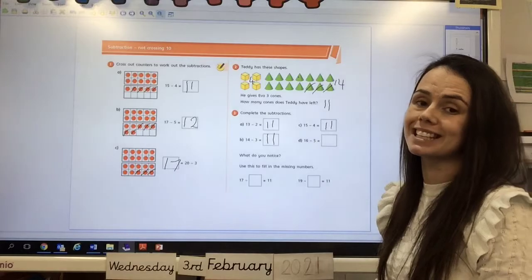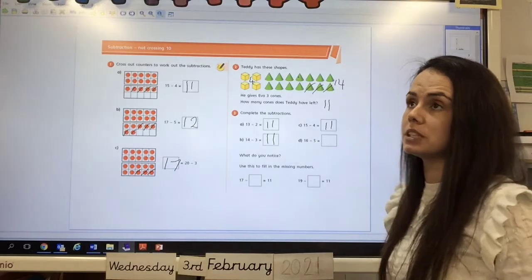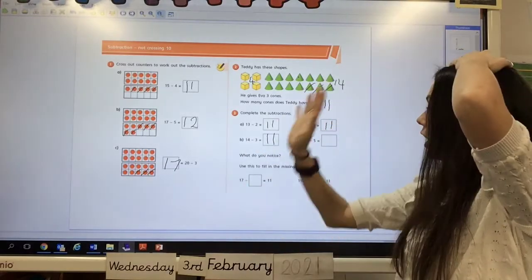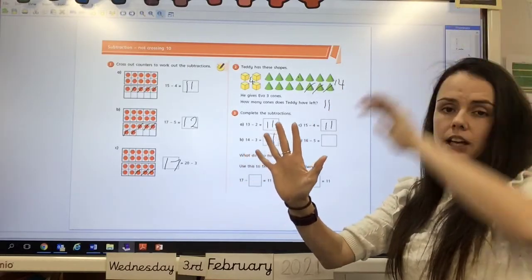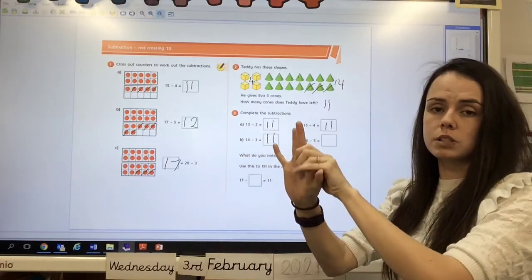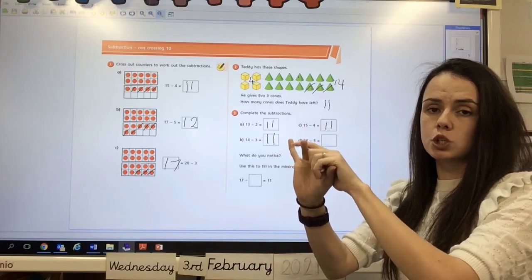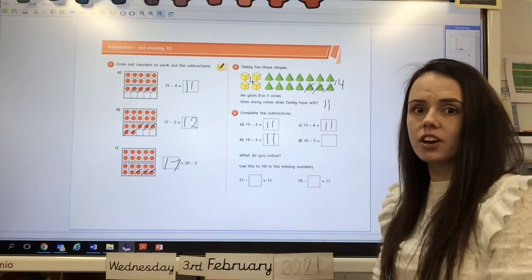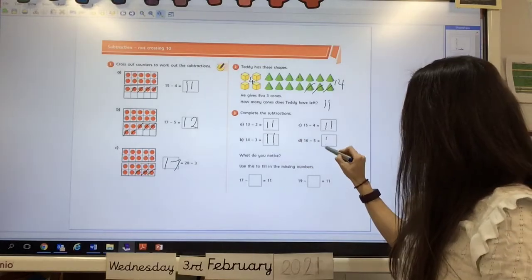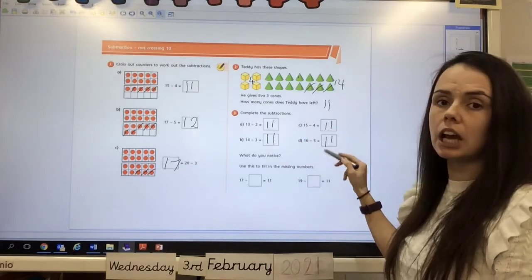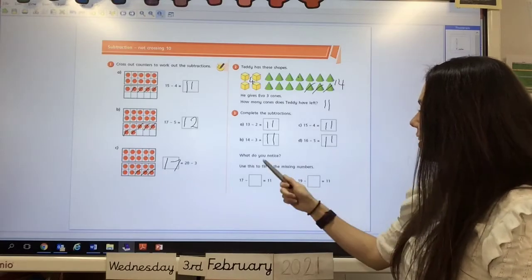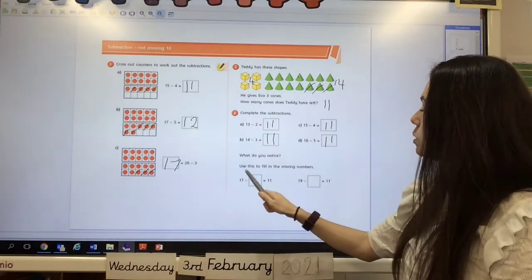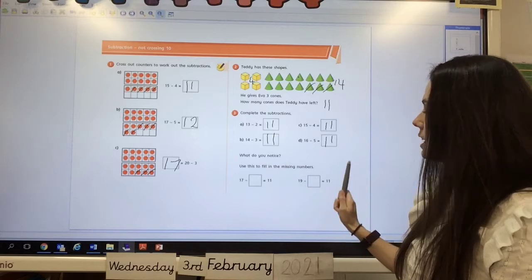And our last one is 16 take 5. So put 16 in your head, hold up 5, and we're going to take these 5 away. 16, 15, 14, 13, 12, 11. The answer is 11. Done. Do you notice? They're all 11. Wow. Use this to fill in the missing numbers.